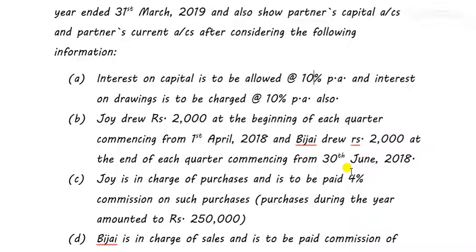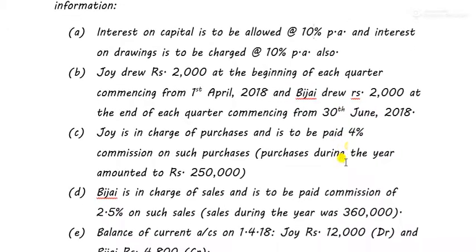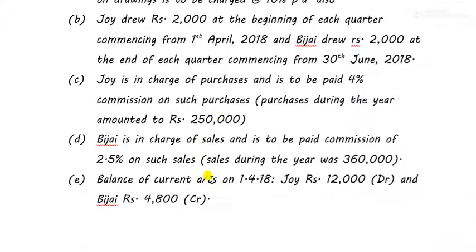Whatever, we know the figures. When any partner is withdrawing money at the beginning of a quarter, 7.5 by 12 is the key element, and if he is withdrawing at the end of each quarter, 4.5 is the main element. Fine. Joy is in charge of purchases, with 4% commission on such purchases. And Bijoy is in charge of sales, and he'll also get commission of 2.5%.